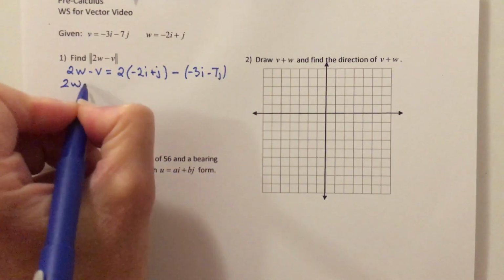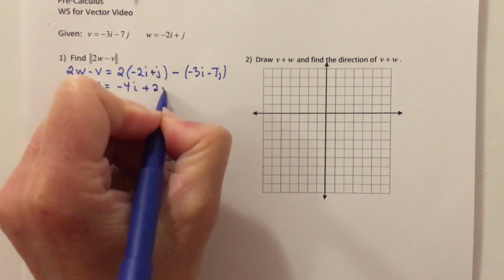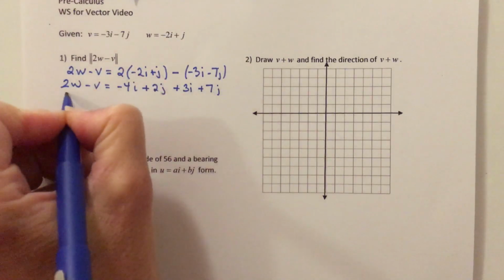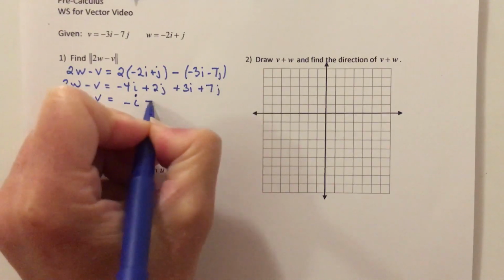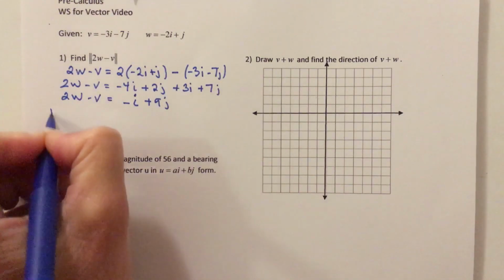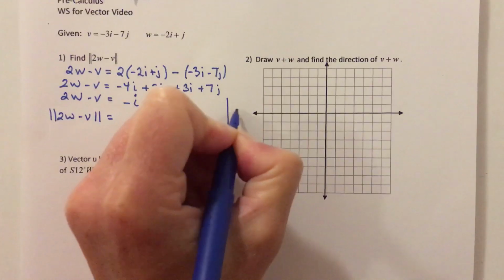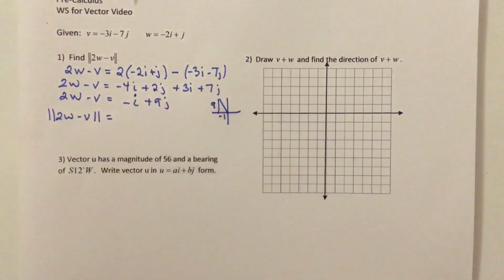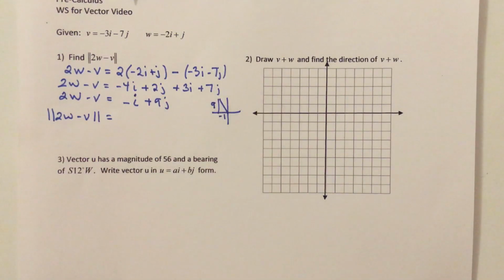So 2w minus v equals negative 4i plus 2j plus 3i plus 7j. Then, of course, you just add like terms and you get negative i plus 9j. When you find the magnitude of that, you can draw it out if it helps you. A little picture would look like this, where this is -1 and this is 9. Basically, when you find magnitude, you're just finding the hypotenuse of a right triangle.